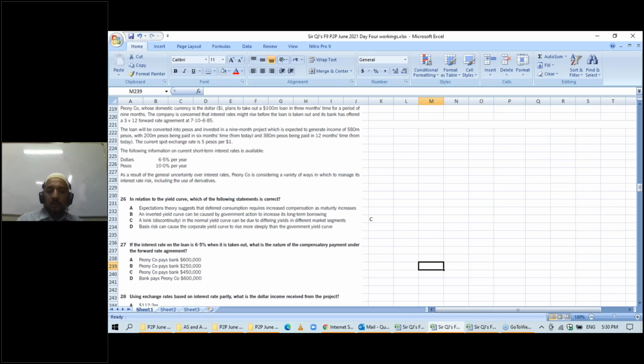Let me calculate. The loan was of 100 million multiplied by 9 divided by 12. 9 months interest will be calculated at 0.6%, and multiplied by this will equal $450,000. So 100 million into 9 months divided by 12 into 0.6% will have to be paid by PNE. So the correct answer is C.